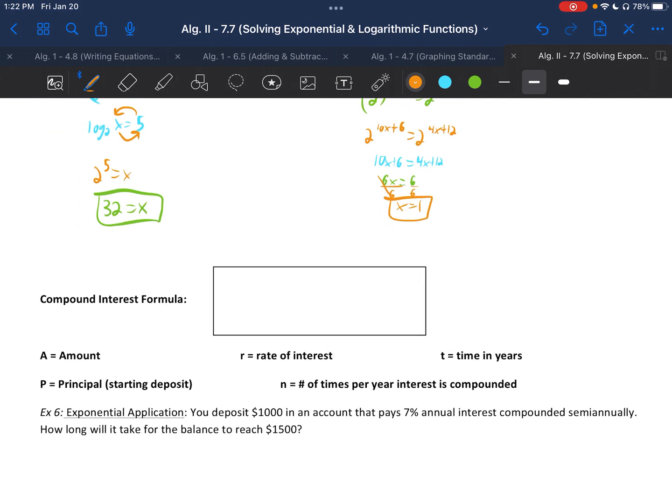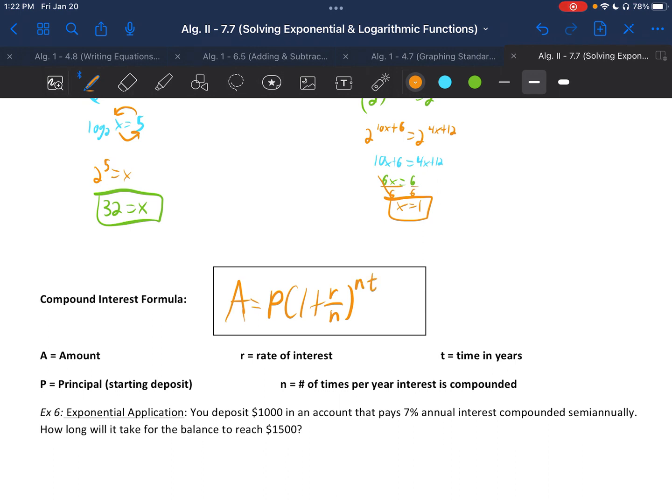All right, something new here is called the compound interest formula. This will be given to you on a test, just so you know. You will not need to memorize. A is equal to P times the parentheses of 1 plus r over n, to the power of n times t. Whoa, that's a lot.